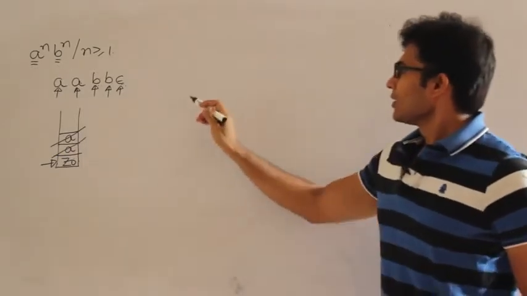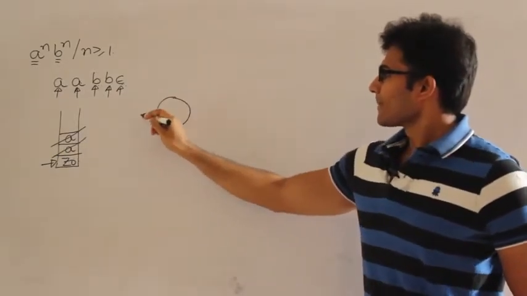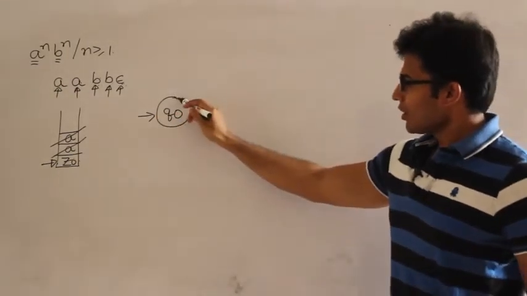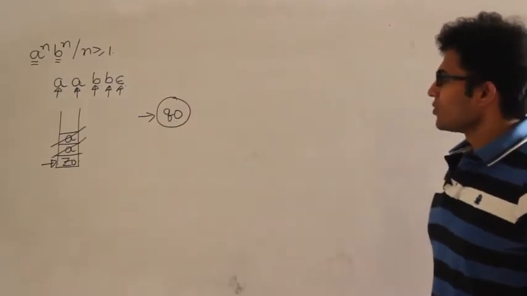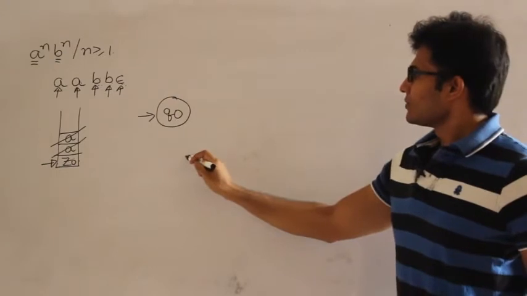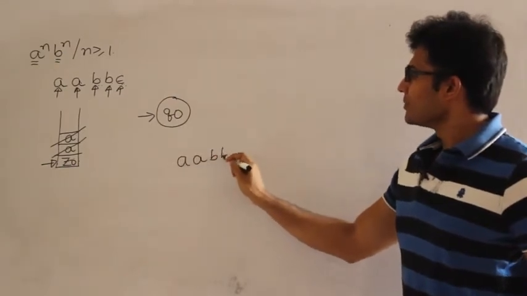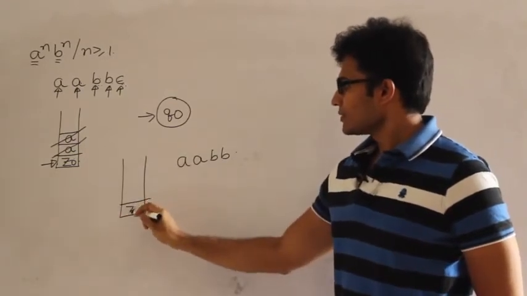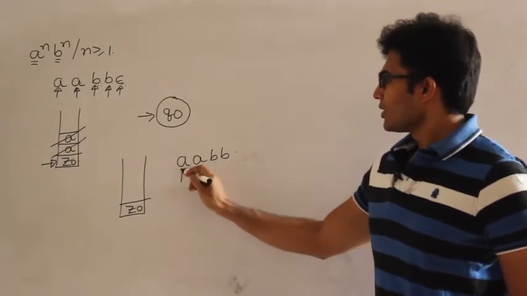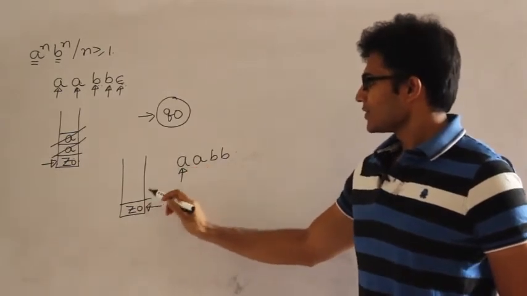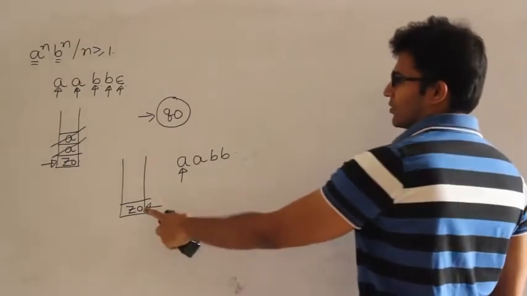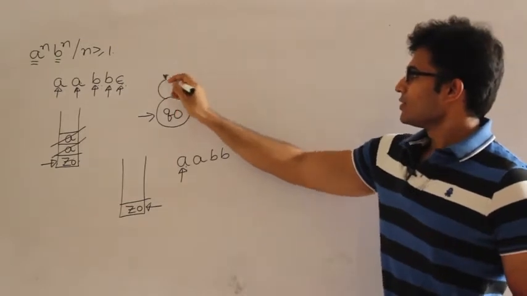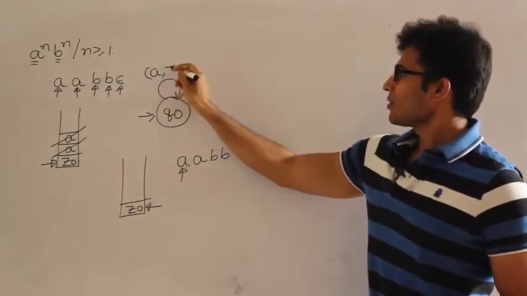Now let us say I'll be in state q0. Initially I'll be in state q0, and in this state q0 I'll keep on pushing a's, right? So assume that this is the input a b b and this is the stack, and this stack is containing z0. Okay, now the input is a and the top of the stack is z0. So whenever you are seeing input a, I am going to write like this. Initially you will be seeing a and the top of the stack is z0.